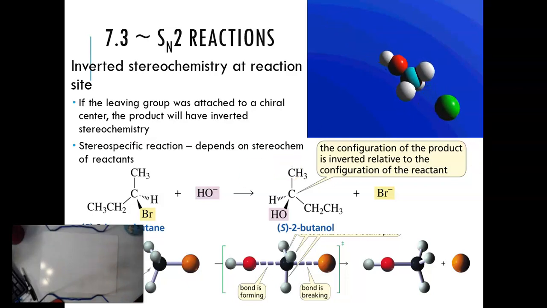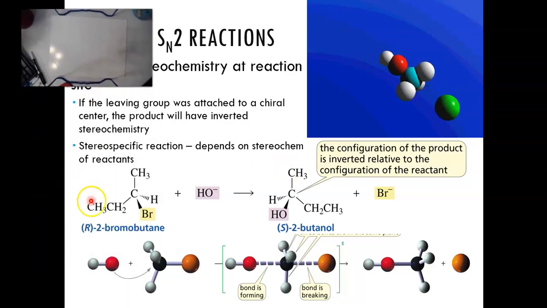So in our reaction, we have R-2-bromobutane. Notice that the bromine is attached with a wedge. Our bromine is our leaving group. Our nucleophile, our hydroxide, attacks our carbon. Let me draw in our reaction arrows here. We're going to go from that oxygen to our carbon. That's our nucleophilic attack arrow.